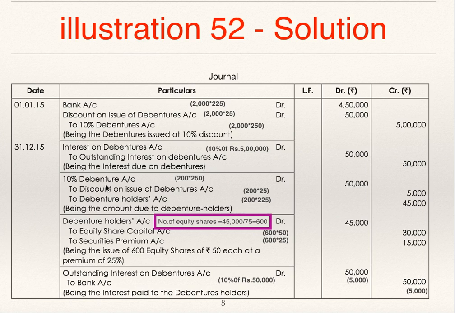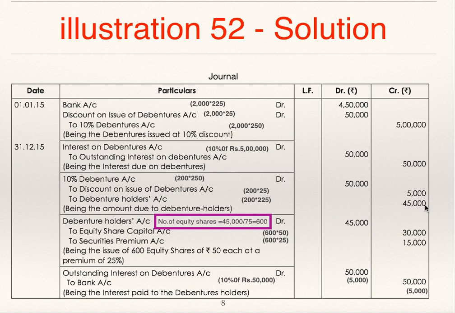Now, the debenture holder having 200 debentures got his debentures converted into shares. So 10% debentures account debit 200 into 250, 50,000. To discount on issue of debentures account 200 into 25, 5,000. To debenture holders account 200 into 225, 45,000. Debentures were issued at discount. Discount is 25. So whenever you are redeeming the debentures, they will not be getting the entire 250. Why? Because this is conversion. They are not getting paid cash, conversion into shares.